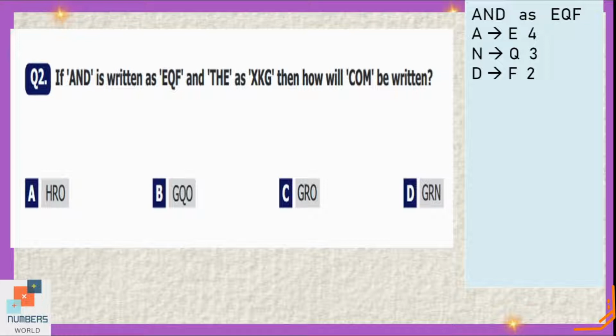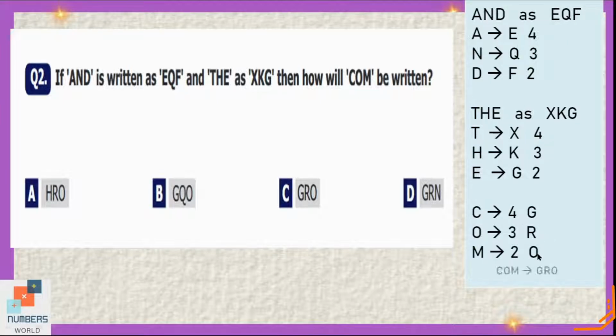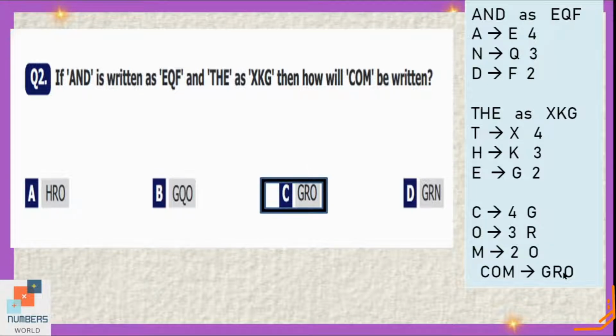Now let's compare the alphabets of THE and XKG. X is the fourth alphabet after T, K is the third alphabet after H, and G is the second alphabet after E. So we can notice a pattern over here, 432, 432. So we are going to follow the same pattern to find out the value of COM. So the fourth alphabet after C is G, third alphabet after O is R, and second alphabet after M is O. So COM can be written as GRO. So option C is our correct option.